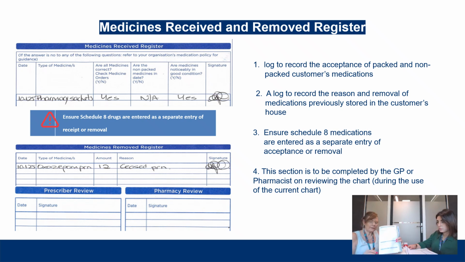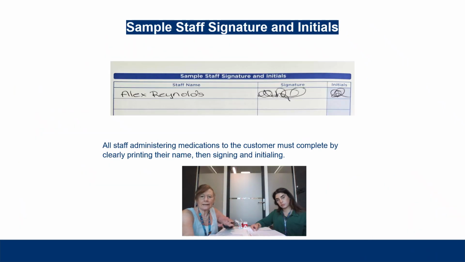Okay, so down the very bottom, we have a prescriber review. That's where we can use this spot to show that the GP or the pharmacist has actually reviewed the medication chart. So even if you take the medication chart back to the GP and he adds something on it, as he does that, he reviews the customer's medication, and just get him to date and sign there to say that he's reviewed it. Okay, just showing that we're doing all these extra little checks.